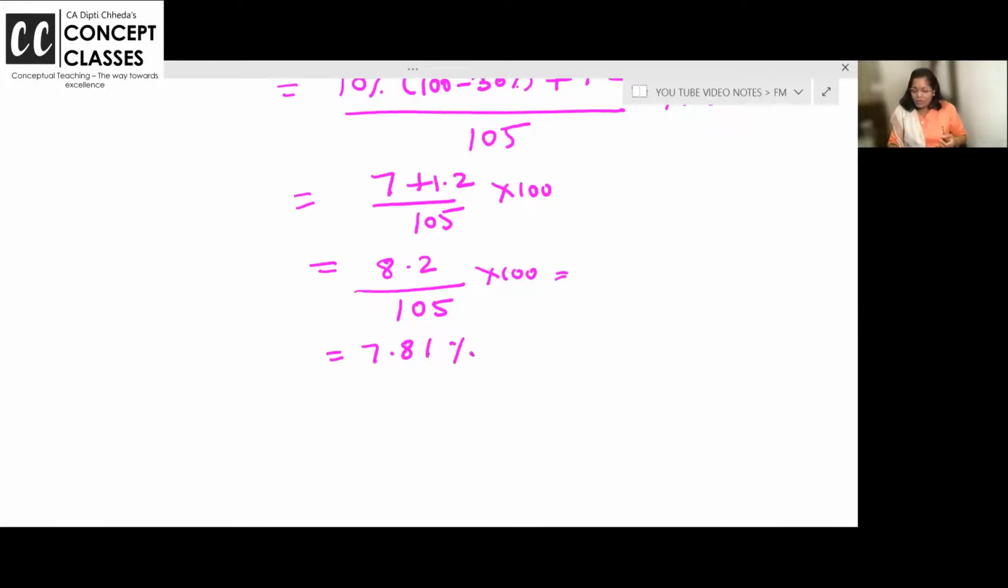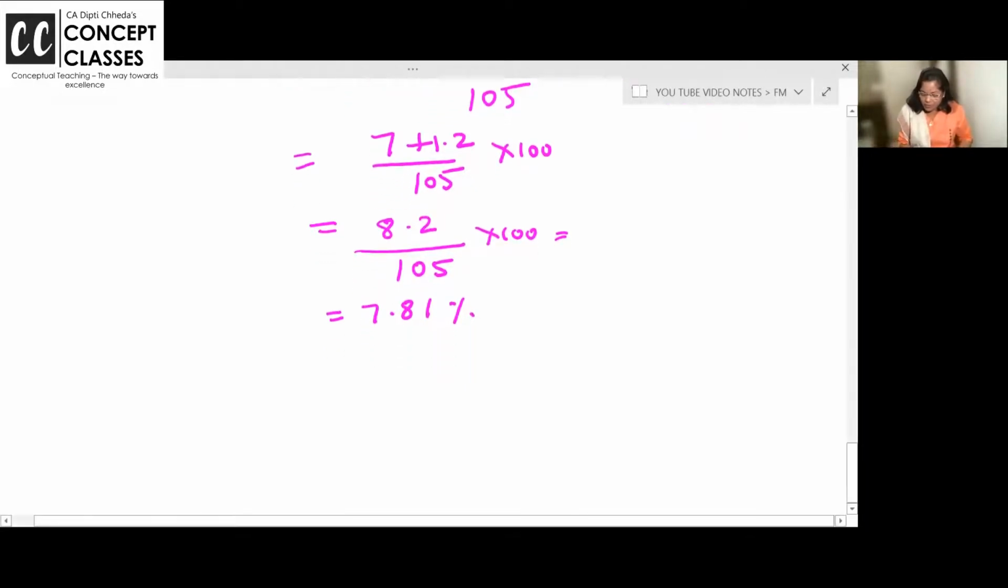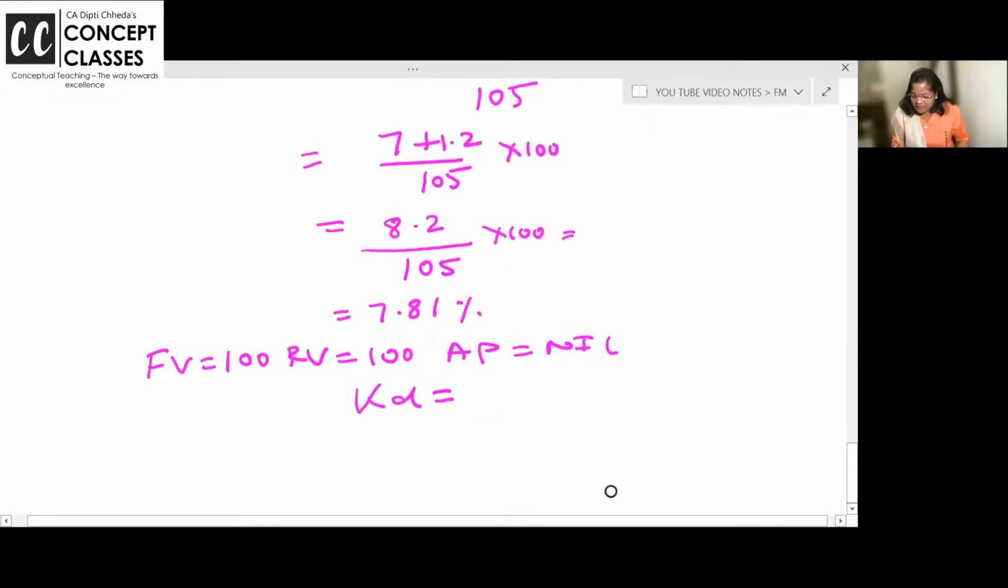If you know face value was 100, if you want, I can write and show you. Face value 100, redemption value 100, average premium is nil. Then what will be the KD? फिर KD कितना होगा? 7%. Just 7%. KD will be just 7%. Is this clear to all of you? Right? So this is how we will be doing this.